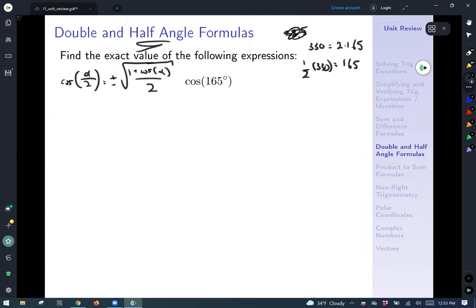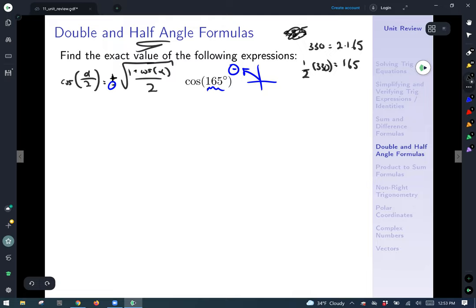Now, the plus or minus is important outside because the plus or minus refers to the original angle. So I think we should make the plus or minus decision before we even do any math and say, hey, where is cosine of 165? That is in quadrant 2, and cosine is negative in quadrant 2. So we're going to do the negative version of the formula.